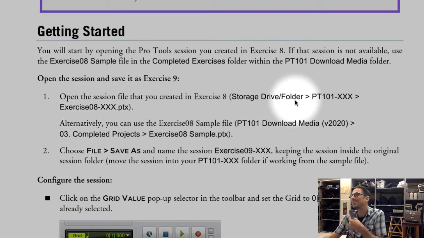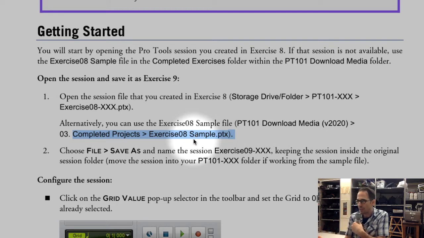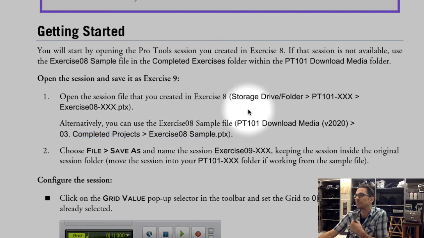If you want to use a session file that's already been done for you up until this point, you can go to the completed projects folder and open up Exercise 8 sample. Do that if you feel like you've gotten lost with the session that you've been creating week after week after week. But if you have been updating your session week after week with the exercises, you should be at this point right now where we're at. But if not, they've got one ready to go for you.